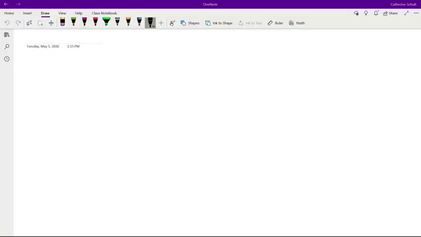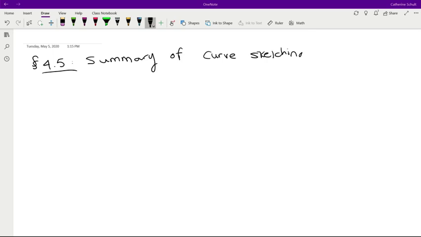All right, welcome to section 4.5. We are going to be putting all of our work together, and we're going to be sketching some really complicated curves. So we're going to be doing the summary of curve sketching. And again, sketching some really interesting curves.